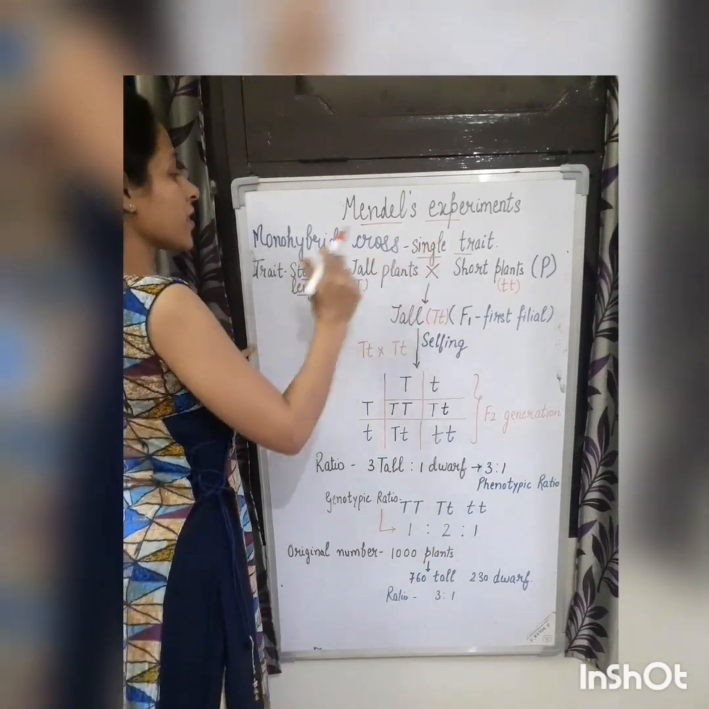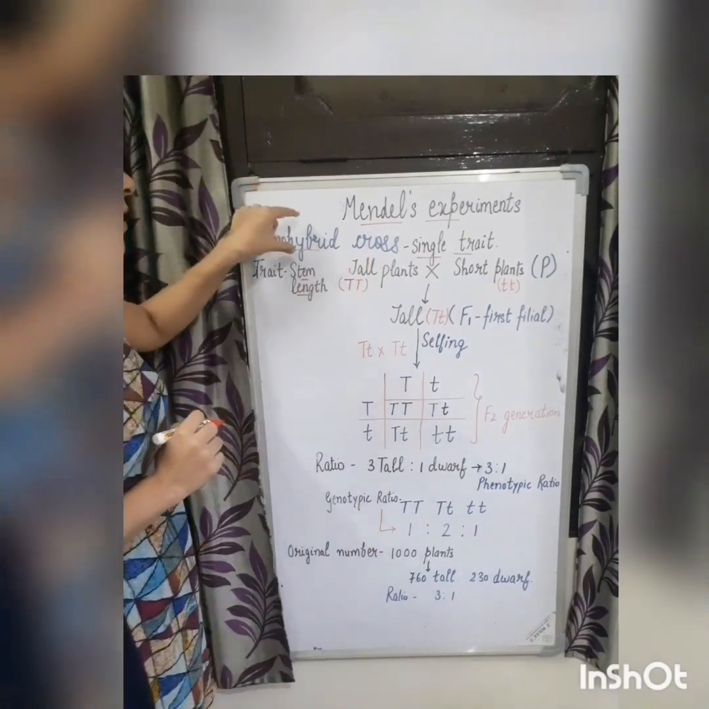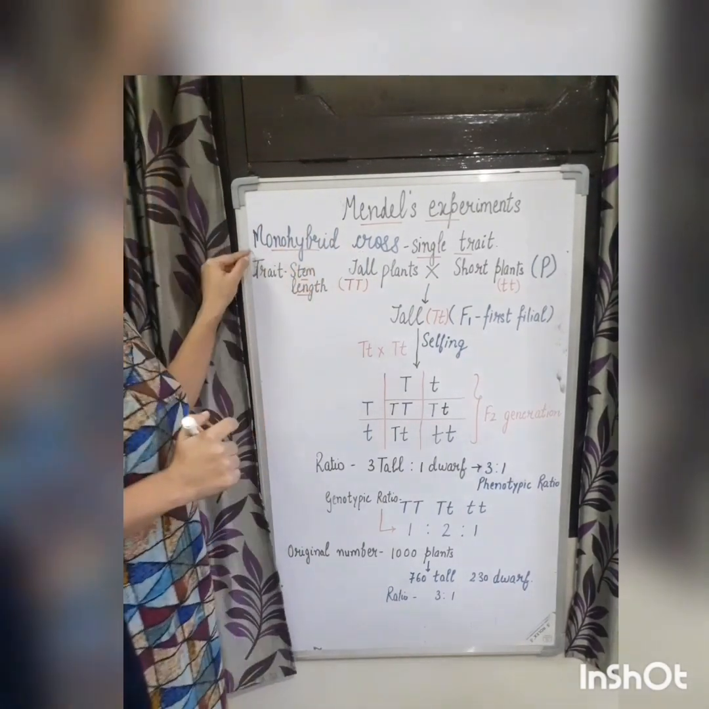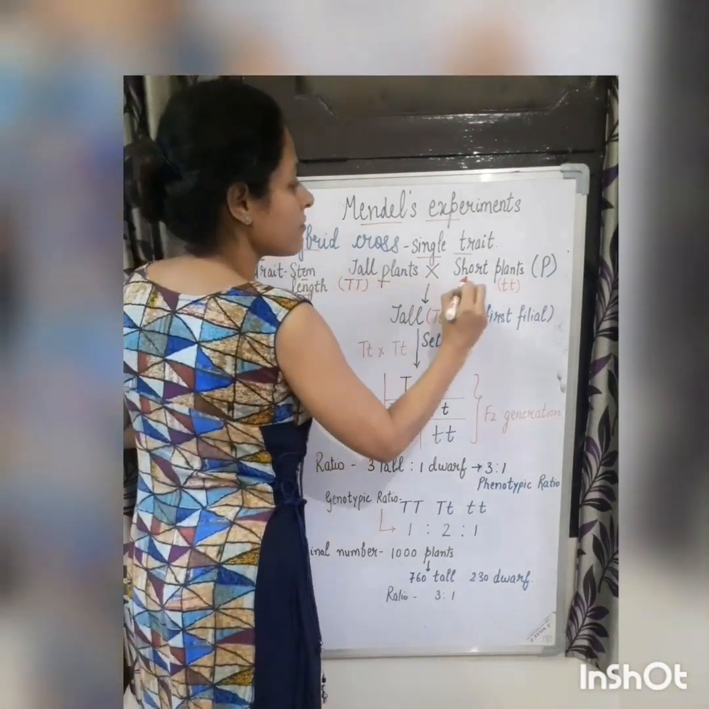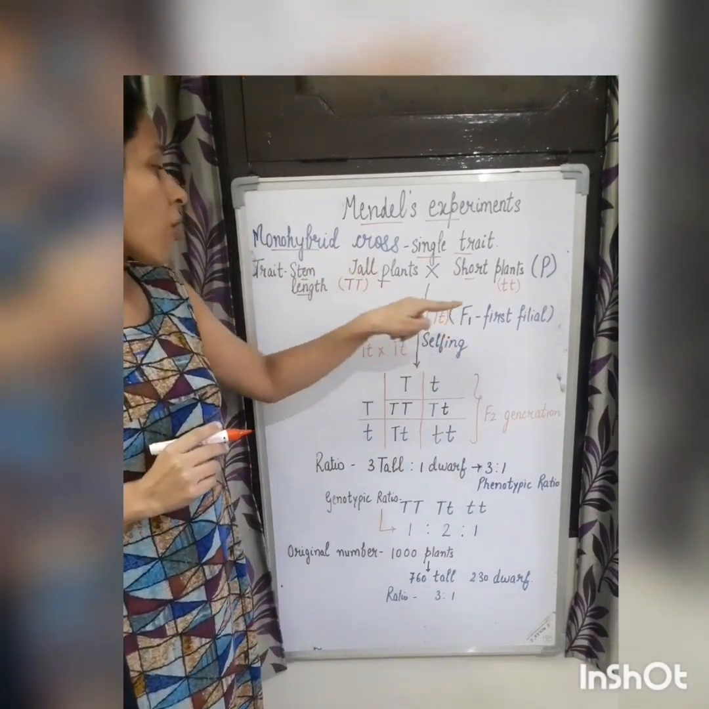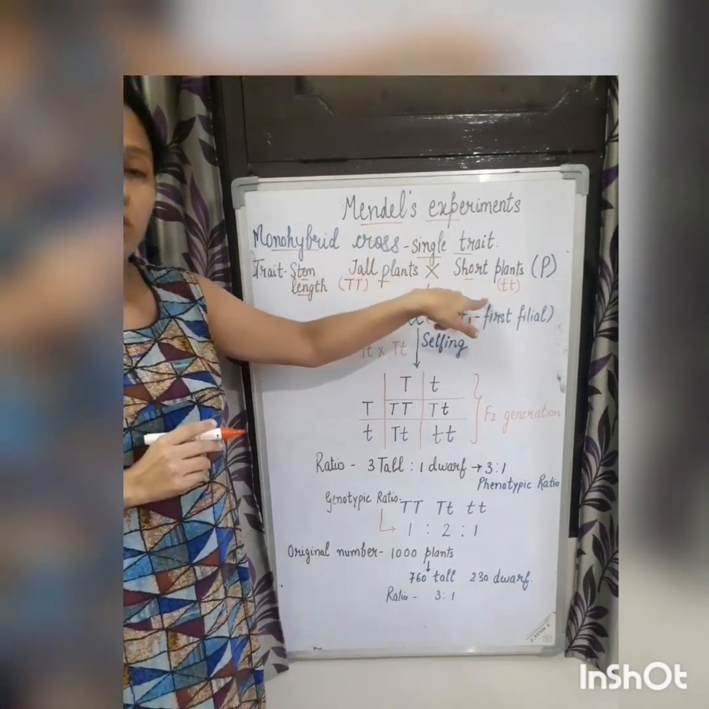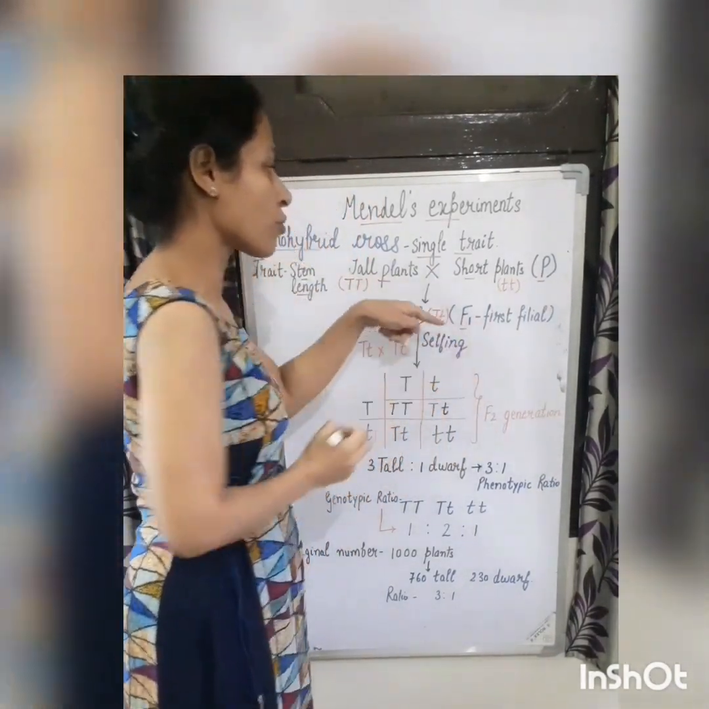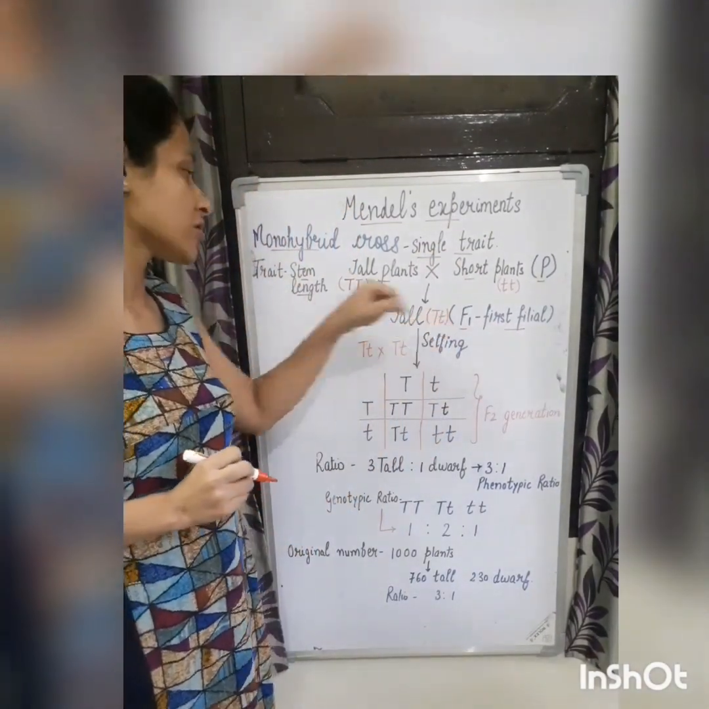The cross for a single trait is called a monohybrid cross. Mono means single, hybrid means mixing. So mixing for a single trait is called a monohybrid cross. When Mendel crossed tall plants with dwarf plants, he observed that in the first generation all plants came out to be tall. That is, tall plants were dominant over dwarf plants. P means the parent generation, and the first generation from the parents is called the first filial generation, that is, the F1 generation.